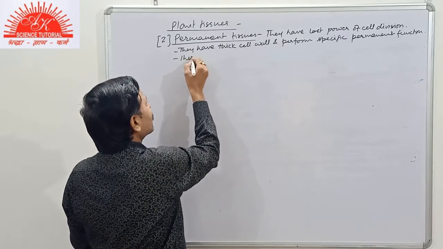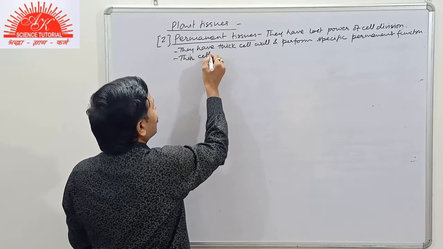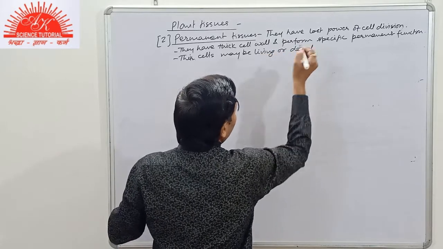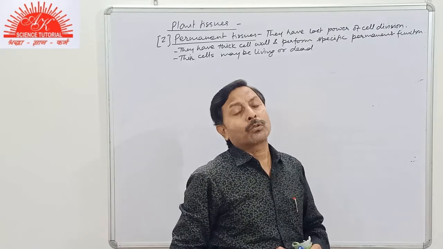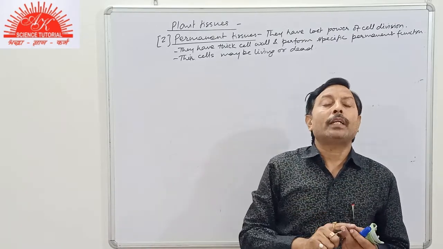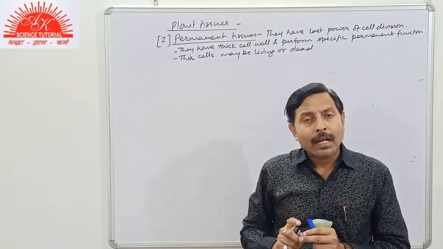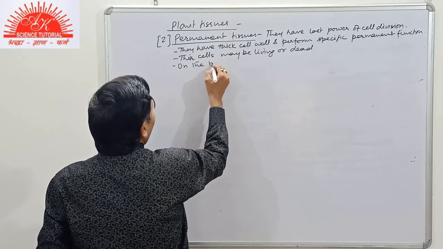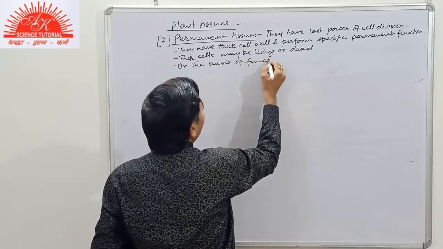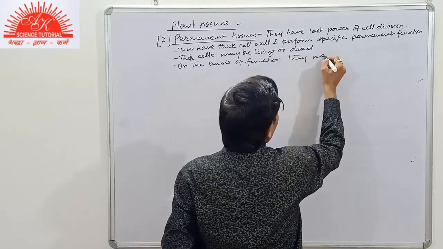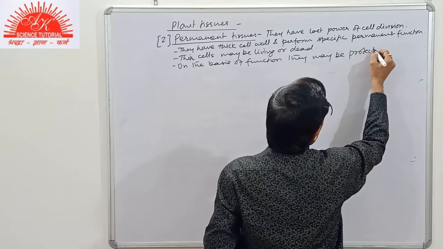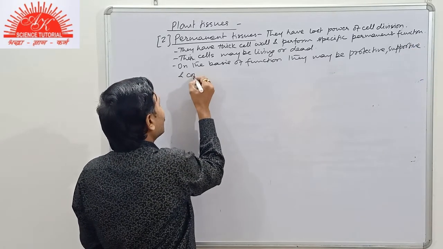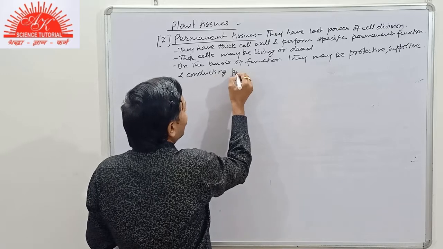Their cells may be living or dead. Now you see, students, that permanent tissue on the basis of function may be protective, supportive, and conducting. So on the basis of function, they may be protective, supportive, and conducting permanent tissues.